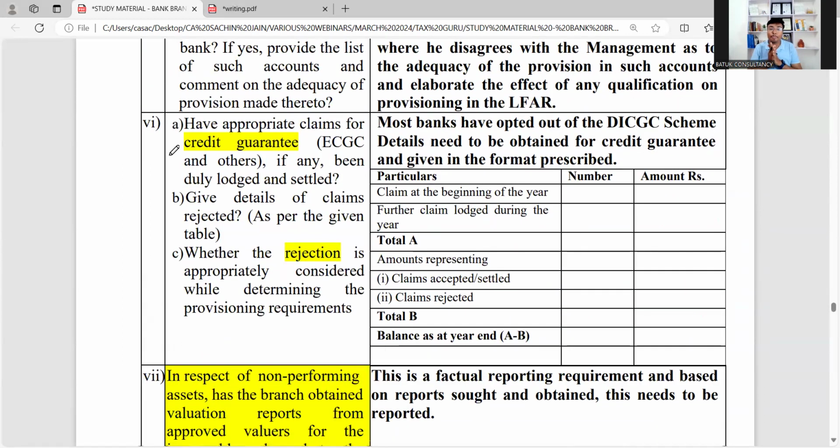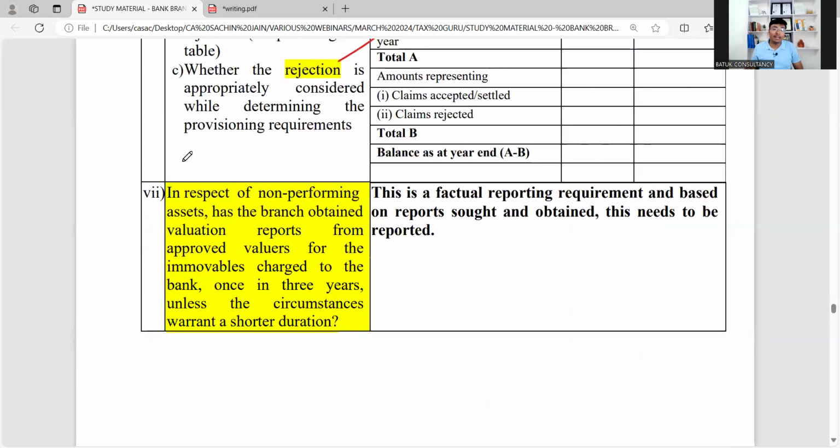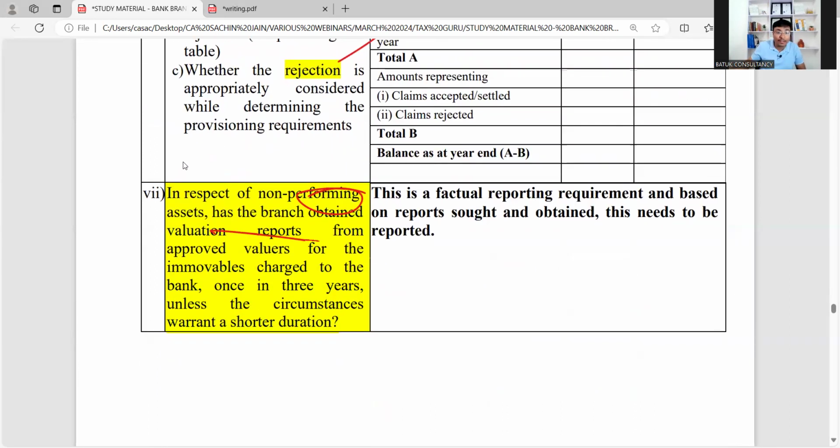In case of the Export Credit Guarantee scheme, if there is any loan under that specific scheme, the complete detail is to be submitted here. If there is any claim on account of ECGC, that claim-related information is to be provided here. In case of non-performing assets, we just need to check whether the valuation report has been obtained or not.